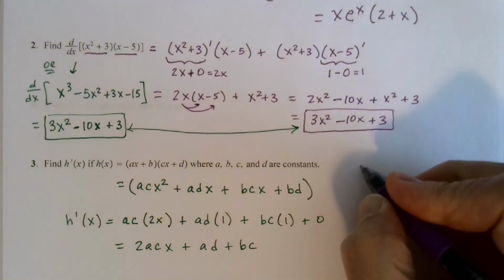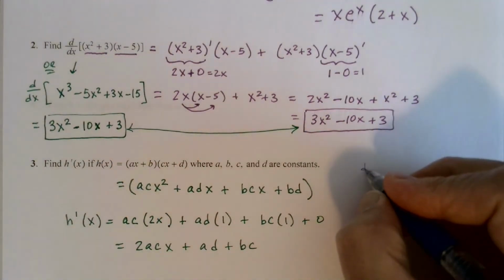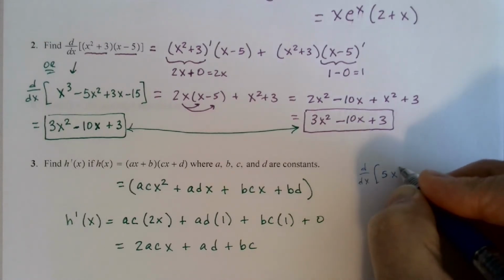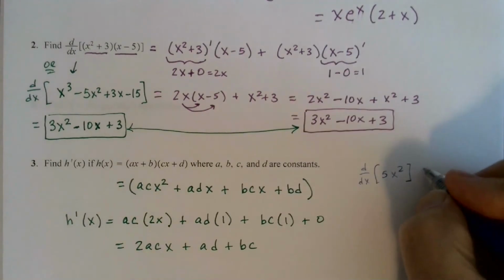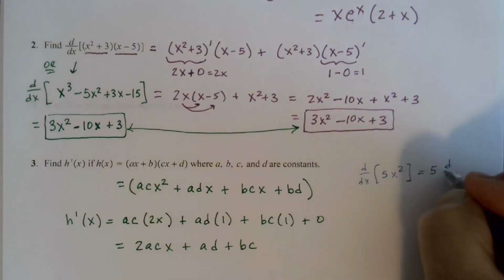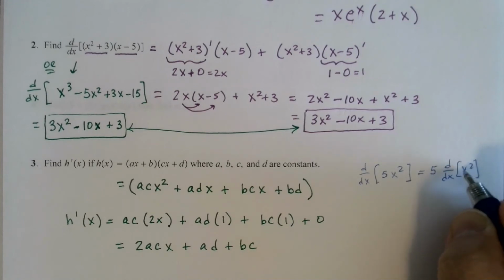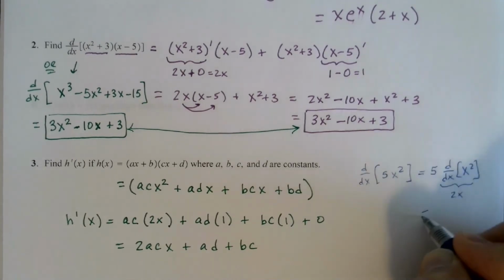And by the way, just by the way, here's a little aside. If you were to say, what is the derivative with respect to x of 5x squared, you would not want to use the product rule on this, right? This is the constant multiple rule, where I just take the 5 out, take the derivative of x squared. So the derivative of x squared is what? 2x. And then I multiply by 5, I get 10x.